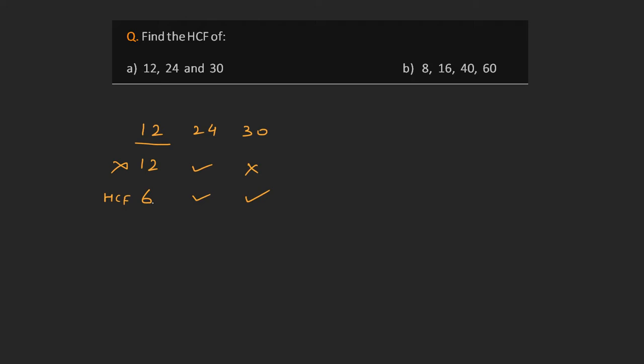So again, to find the HCF, go through the factors of the smallest number one by one, starting with the largest, and as you go through the factors, check if they are factors of the other numbers too. The first number to pass the test is the HCF.